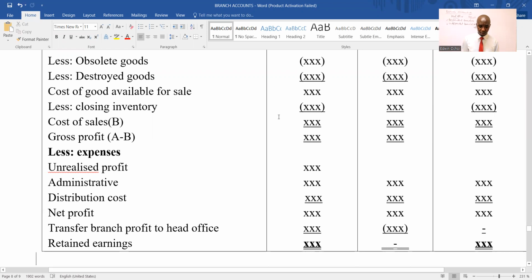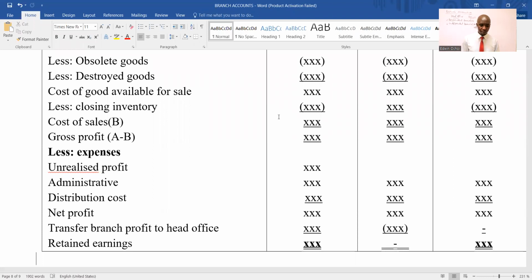Then you raise expenses, starting with unrealized profit, because if there was unrealized profit in the branch based on the goods which are unsold, it means that the head office had already realized that amount. So the profit of the head office is overstated by what the branch never realized. That is why we need to deduct that unrealized profit in the profit of the head office based on the goods unsold by the end of the year in the branch.